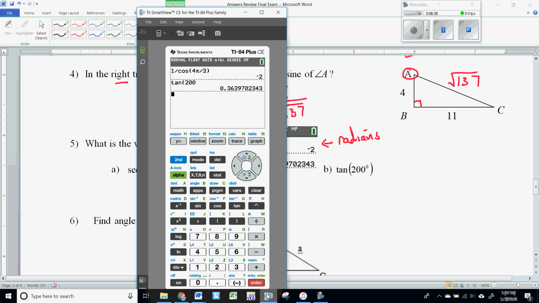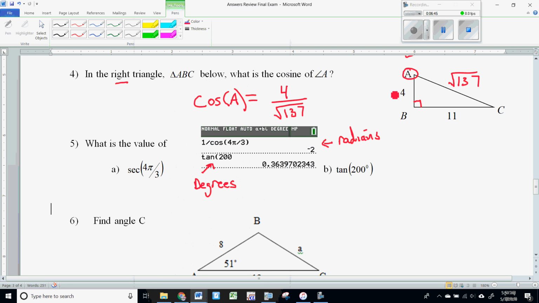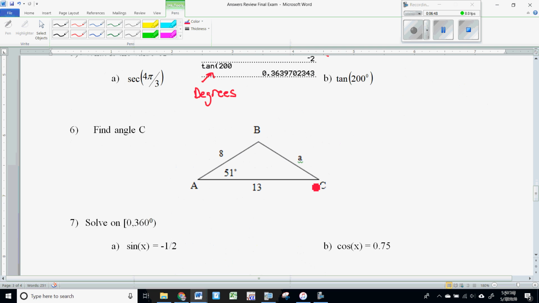Now, as we get into solving a triangle here, let me go back and make sure my calculator is in degree mode. It is. So now, let's solve for angle C here. To solve for angle C first, I need to find A. And to find A, I'm going to use the law of cosines. And the law of cosines is 8 squared plus 13 squared minus 2 times 8 times 13 times cosine of 51. Remember that this is squared. So once you put that in your calculator, you're going to have to take the square root of it. And if I do, I get 10.105.